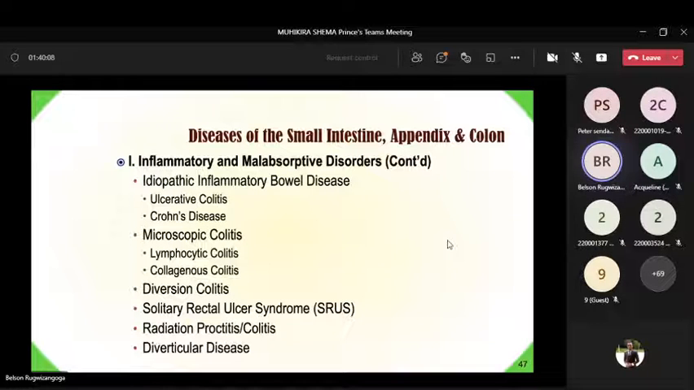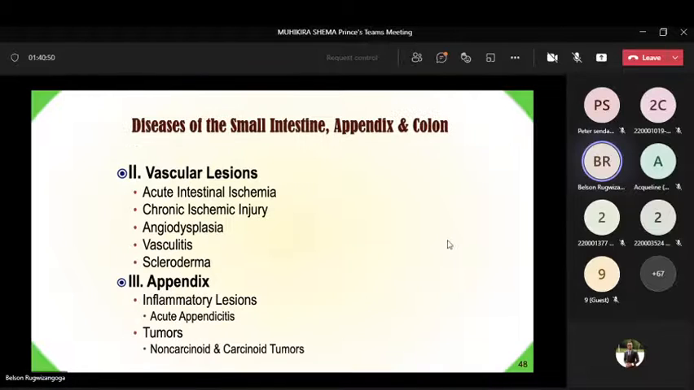And you understand the consequence: the colon was not made to contain urine, so it will react to the urine, because the contents of urine and stools are different. Then there is solitary rectal ulcer syndrome. There is radiation proctitis or colitis. Proctitis means inflammation in the rectum and anal canal. Diverticular disease, or diverticuli, can also happen in the intestines. So these are just examples.